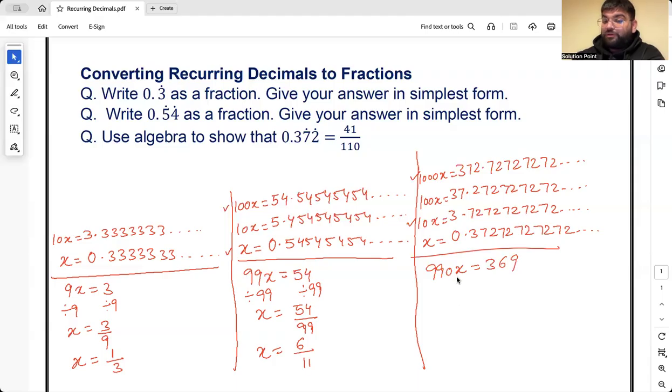Now to work out the value of x, I need to divide both sides by 990. So the value of x is 369 over 990. Now if I need to simplify this, 9 times 41 is 369, and 9 times 110 is 990. So the value of 0.372727272, or 72 recurring, is equal to 41 upon 110. This is what I needed to prove.